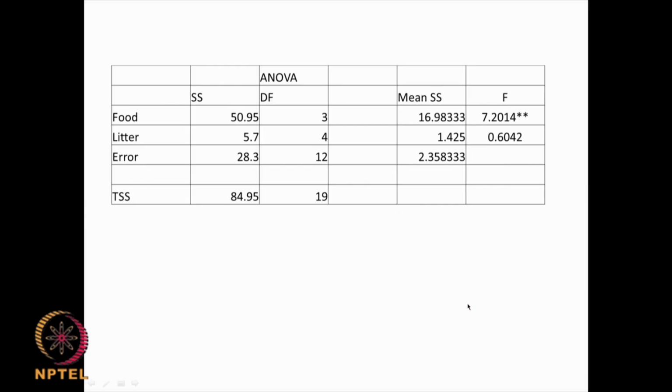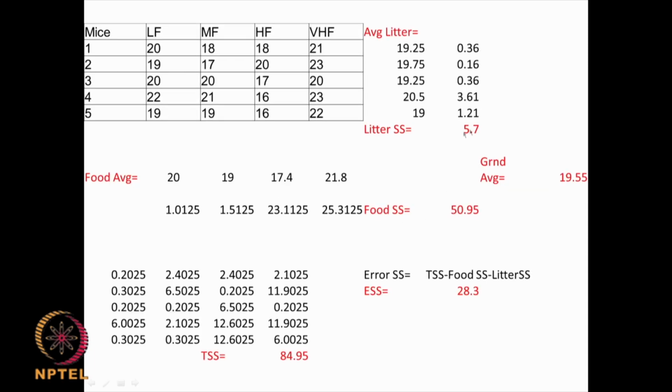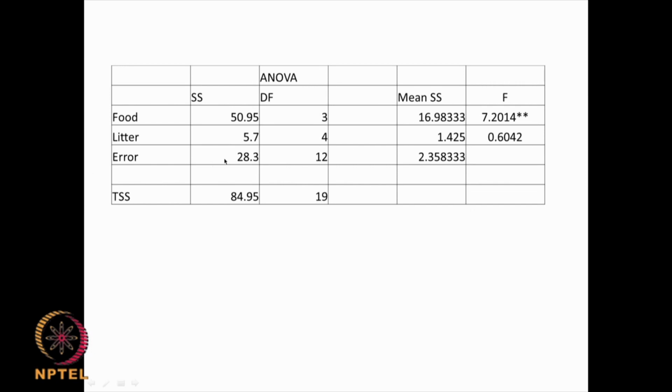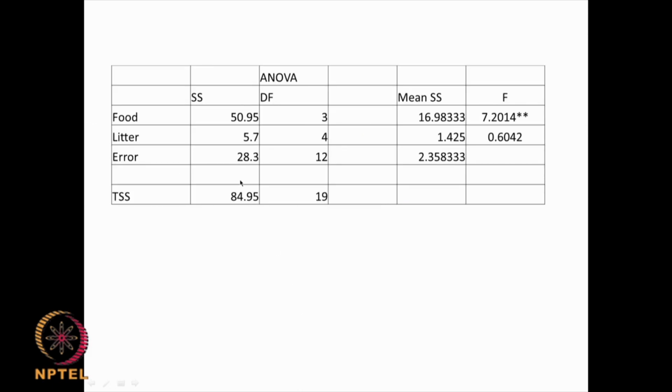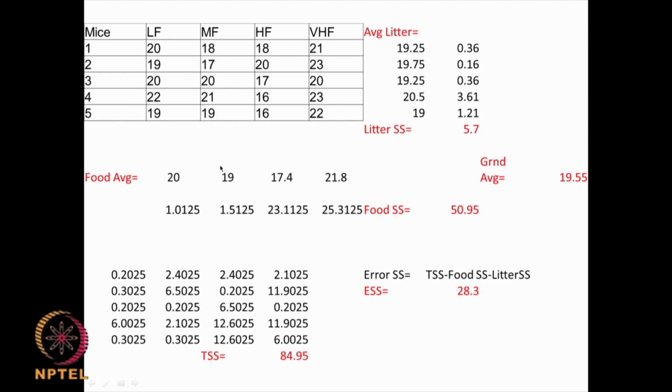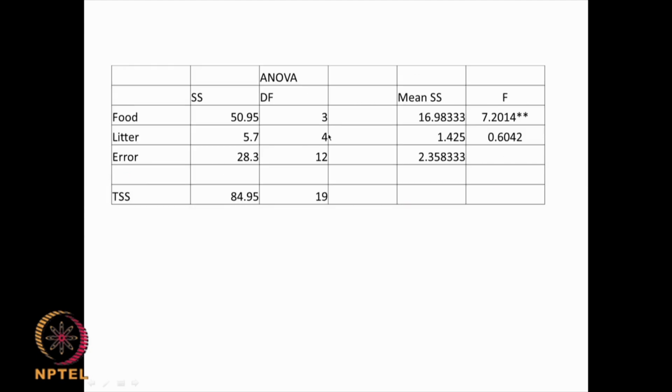Now, I make my ANOVA table. Look at this ANOVA table, it has one extra term. Food sum of squares is 50.94, litter sum of squares is 5.7, error sum of squares comes out to be 28.3, total is 84.95. Now there are four different foods, so DF is 3, there are 5 different litters of mouse, so 4, there are 20 data sets, so TSS is 20 minus 1, 19, so error is 19 minus 4 minus 3, 12. So mean squares: 50.95 by 3, 5.7 by 4, 28.3 divided by 12.